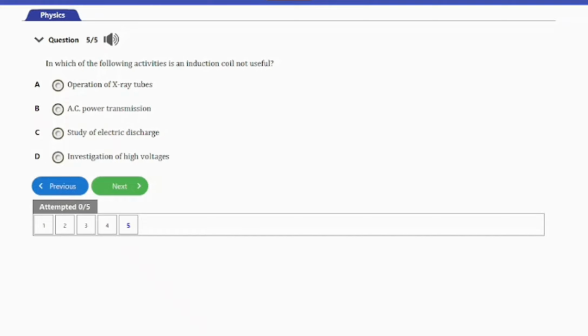So that's question number 5 here. It says, in which of the following activities is an induction coil not useful? We have A. Operation of X-ray tubes. B. AC power transmission. C. Study of electric discharge. D. Investigation of high voltages. So guys, the answer to this question is option B here, AC power transmission. So guys, that's it for this question. Option B is the answer to this question.